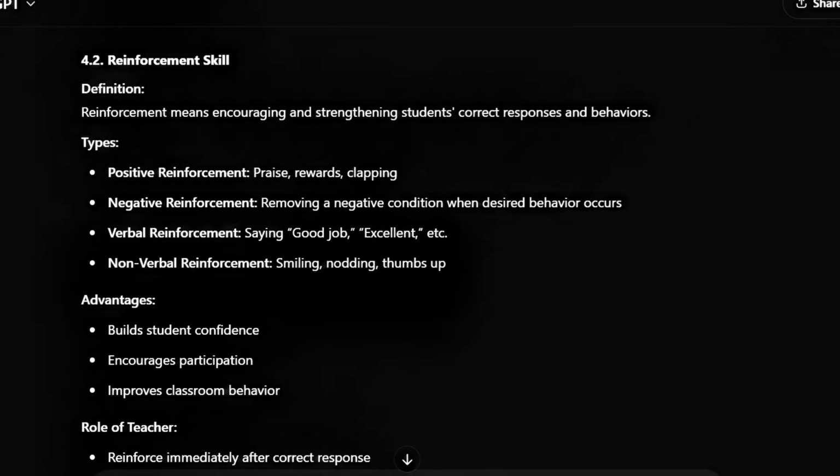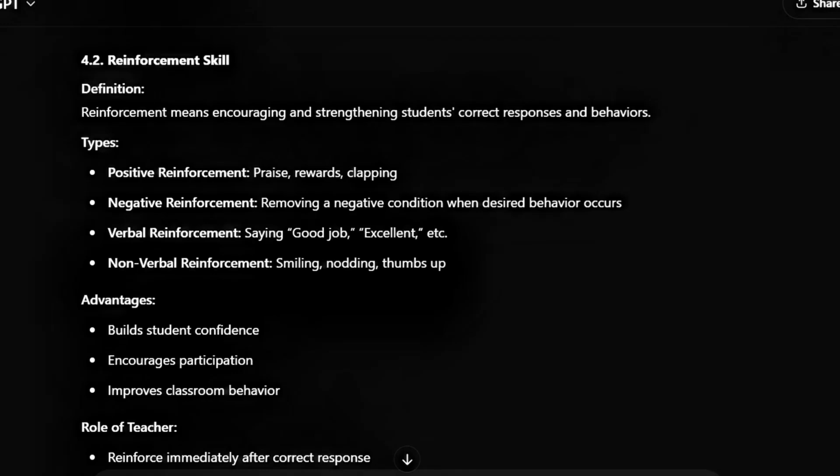4.2 Reinforcement skill. Definition: reinforcement means encouraging and strengthening students' correct responses and behaviors. Types: positive reinforcement, praise, rewards, clapping. Negative reinforcement: removing a negative condition when desired behavior occurs. Verbal reinforcement: saying good job, excellent, etc. Nonverbal reinforcement: smiling, nodding, thumbs up.